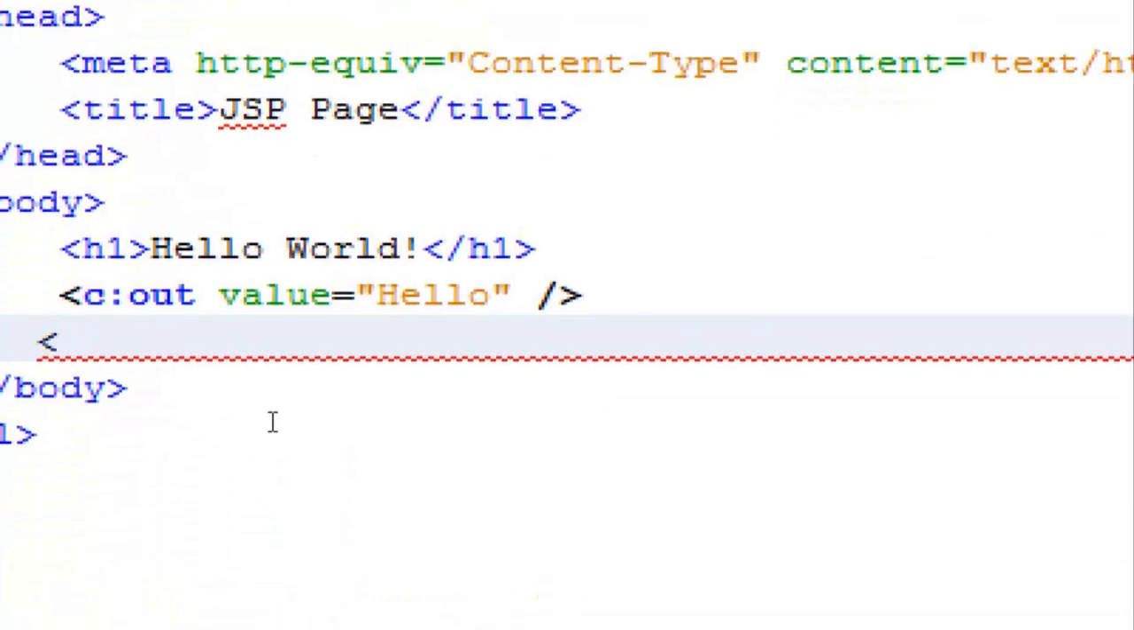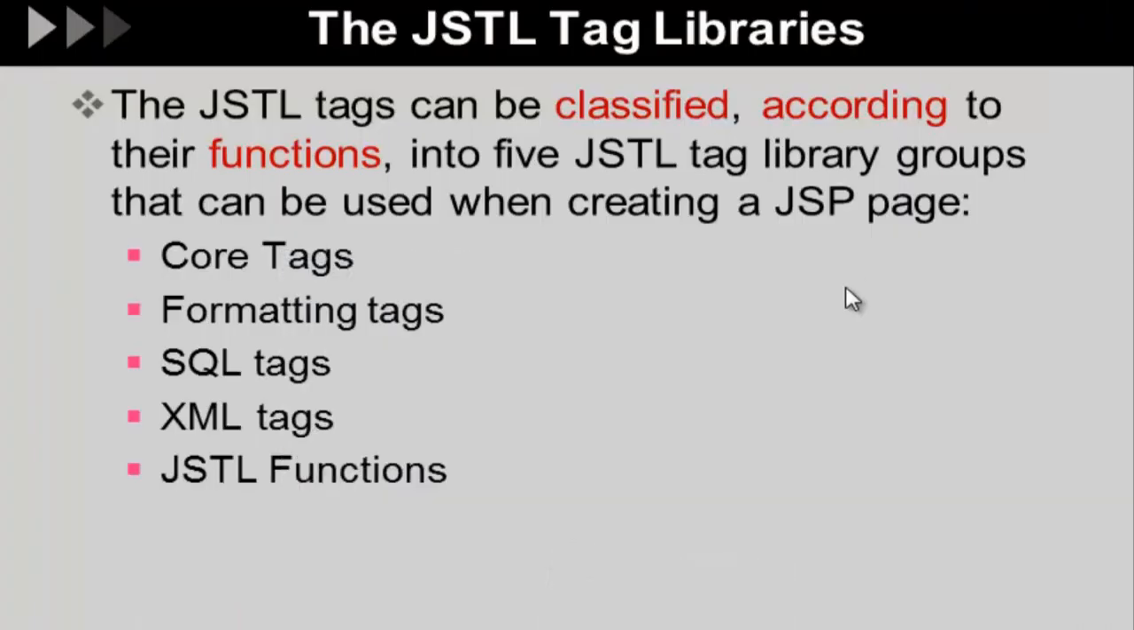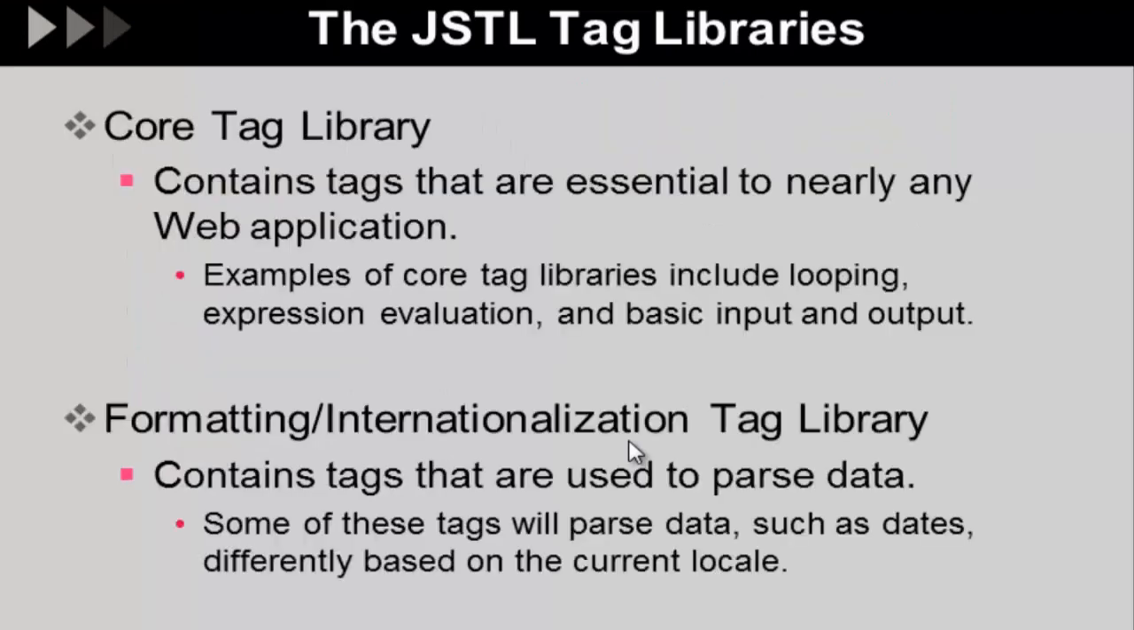So we have one of them was the core. Let's look at the other one. So we have a core tag, we have formatting tags, we have SQL, we have XML tag, and we have some built-in JSTL functions. What are core tags? The core tags are essential for every application. They are fundamental things. For example, the if statement, the switch statement, even though we don't have a direct switch statement, but a switch-like statement, the looping structures, which is there for almost everything. The core functionalities are available with this.